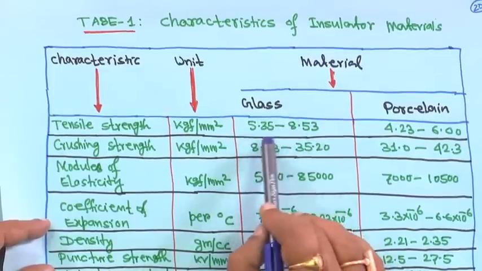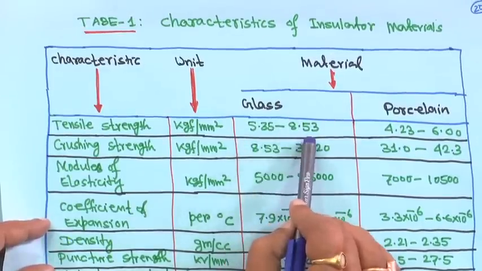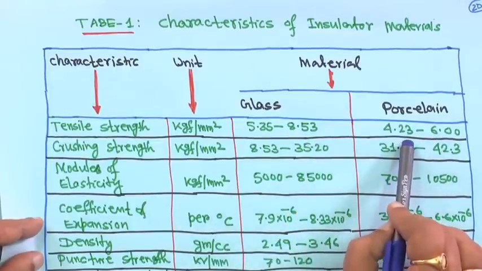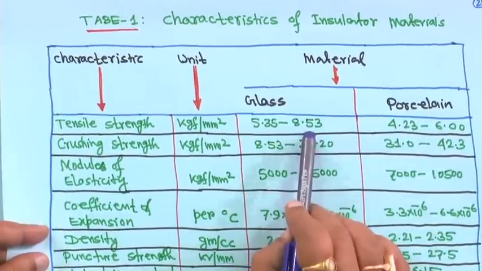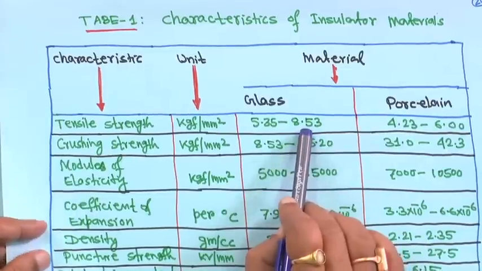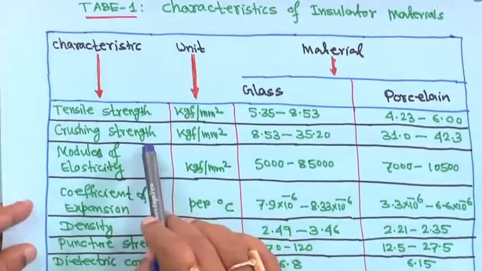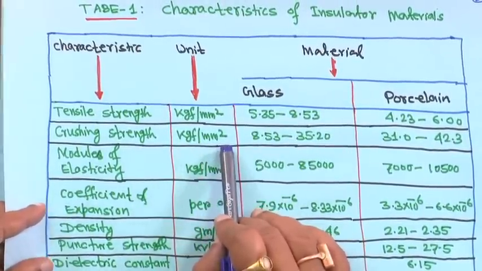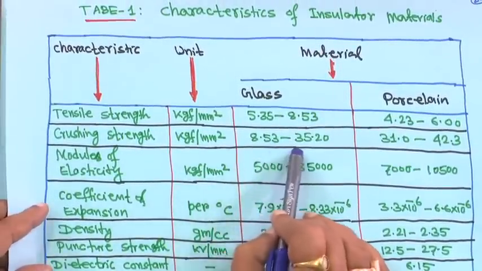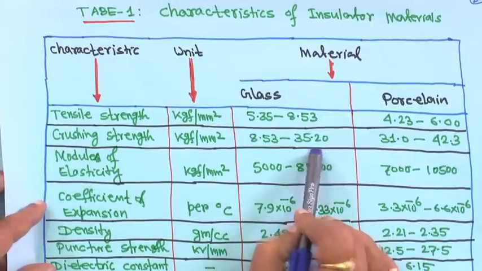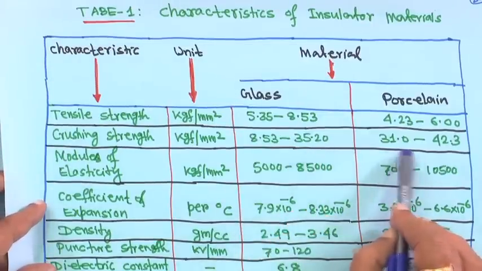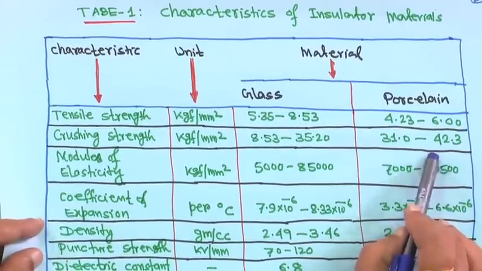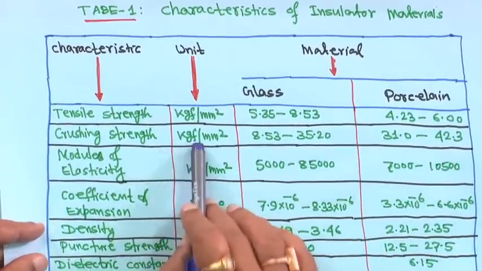In the case of glass, it is 5.35 to 8.53, whereas in the case of porcelain it is 4.23 to 6. That means the tensile strength for glass is higher. Then crushing strength, again in kg per millimeter square, it is 8.52 to 35.2 for glass, and 31 to 42.6 for porcelain. Crushing strength of porcelain is more than glass.